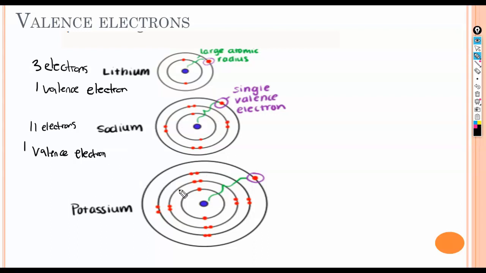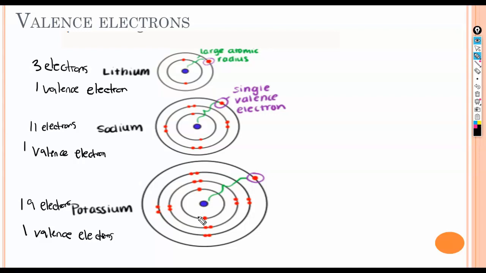Okay, and hopefully you start to see the pattern, but potassium is the same. If you actually count how many electrons potassium has, we have 1, 2, 3, up to 19. Okay, and so potassium actually has 19 electrons, but it also only has one valence electron. Again, the valence electrons are only the ones on the outer shell. Notice that the first shell can hold 2, the second shell can hold 8, the third shell can hold 8, just like we talked about before.